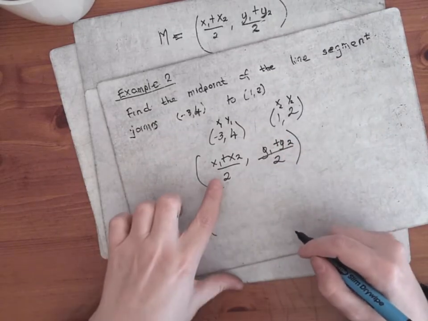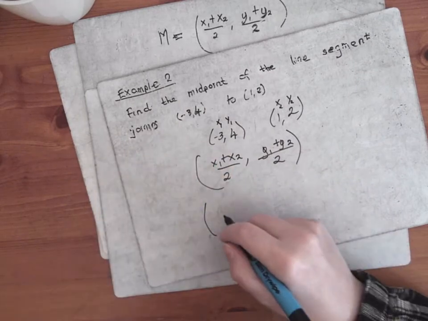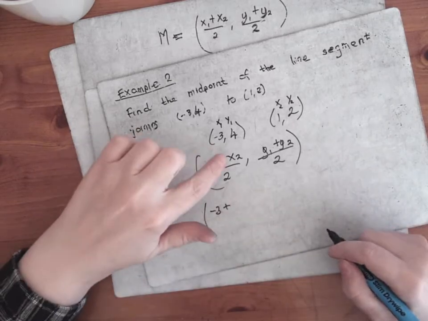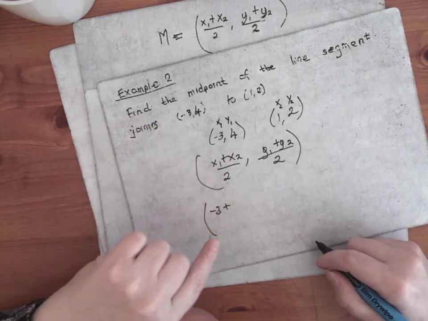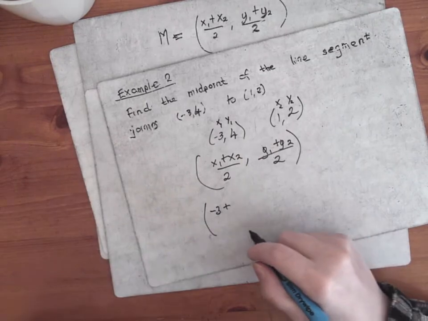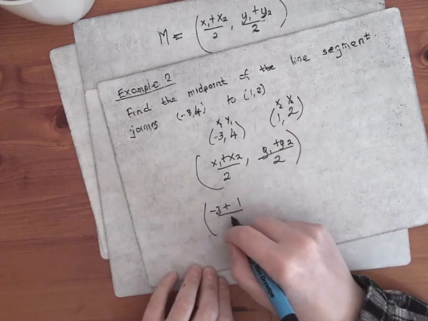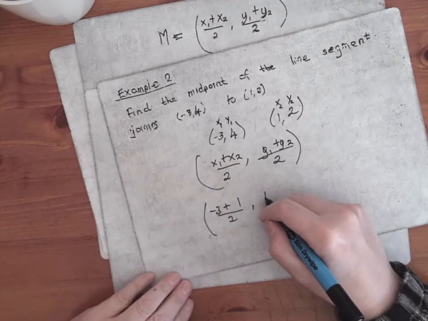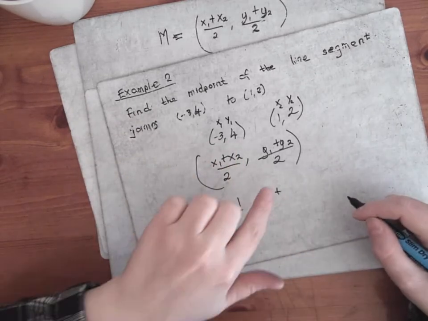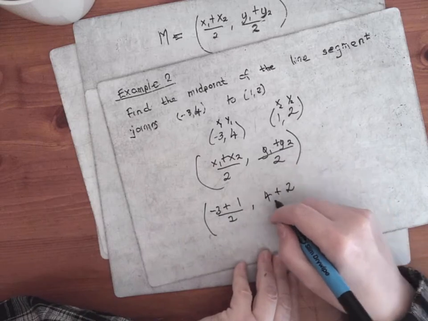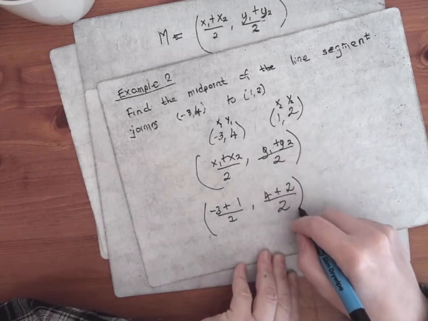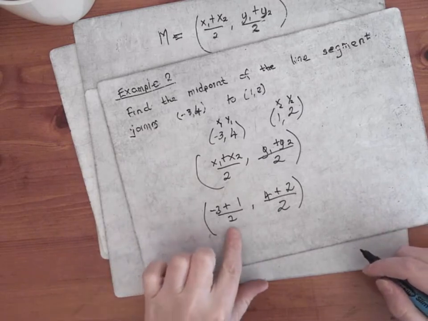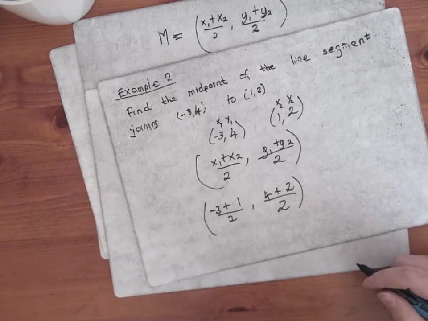So instead of x1, I know x1 is minus 3. Then I have a plus sign. And it's really important to take into account the minus. Then we have x2, which is 1, all over 2, comma, y1 is 4, plus y2 is 2, and that's all over 2 again. Okay? Because what's the over 2? We're getting the point that's halfway. So how do you get half? You divide by 2. That's where the divide by 2 comes in.